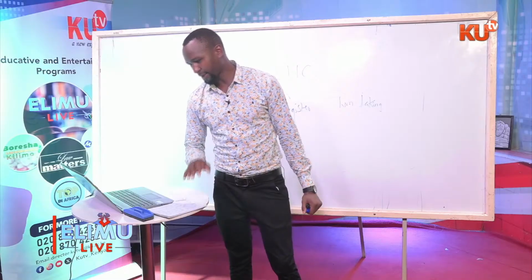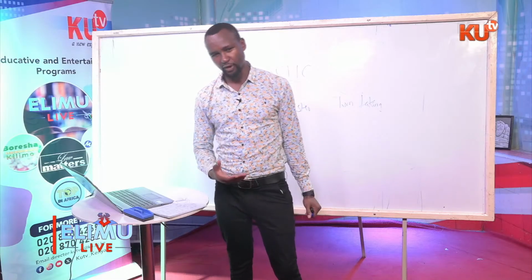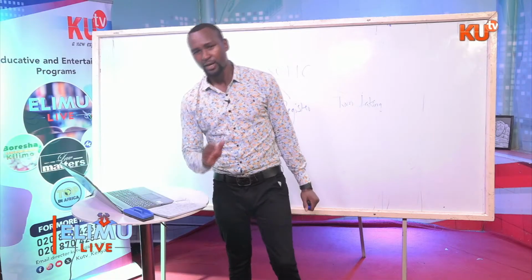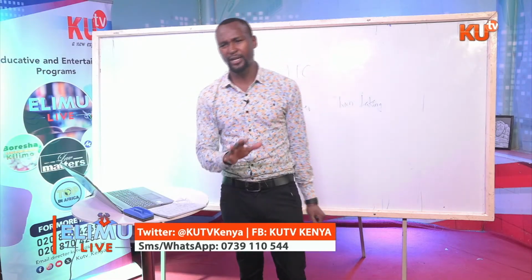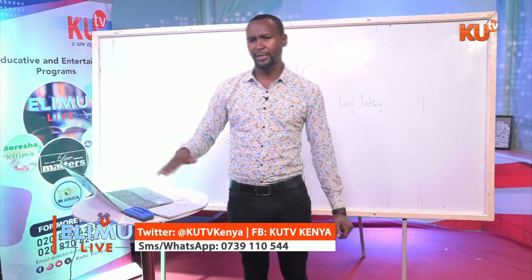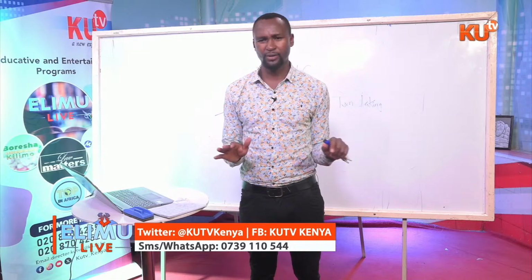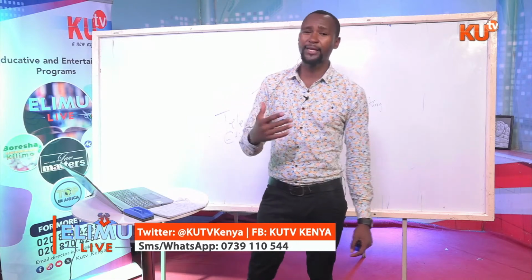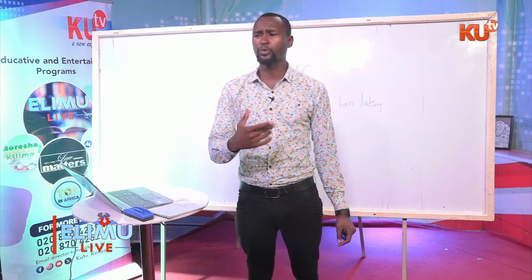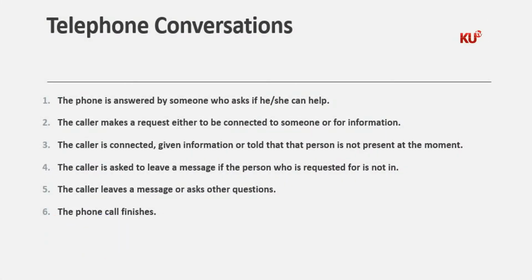Then stage five, the caller leaves a message or asks another question. And the final step is now when the phone call finishes. So basically, we'll just summarize that by saying the phone is yours, you accept, or it is an official phone, maybe you are the secretary, you are supposed to have the phone etiquette all the way. Remember all those, kids. These are things we study not just because of the exam, because they can be examined in the exam, but also to show that you are a socially acceptable person who is not immoral.